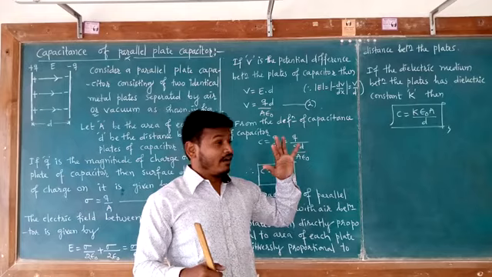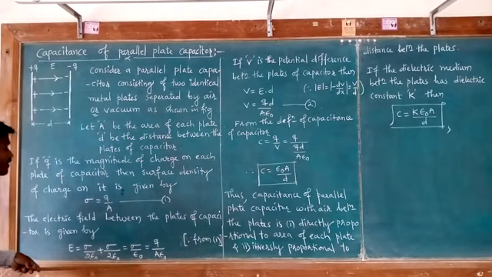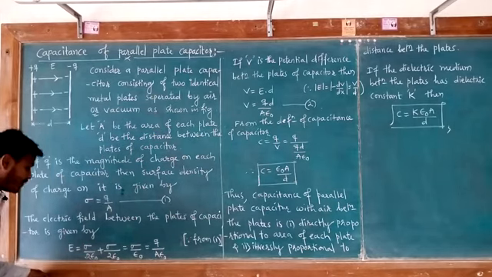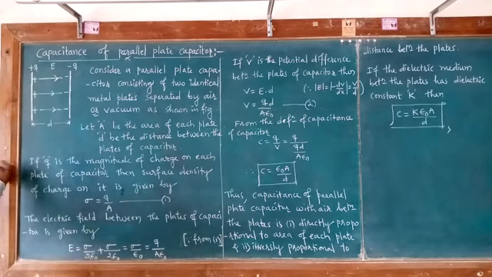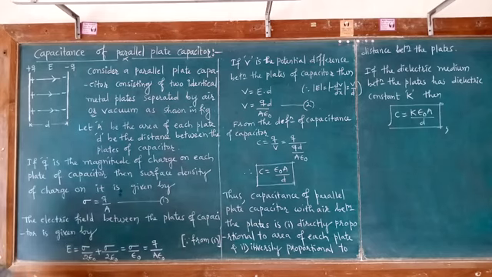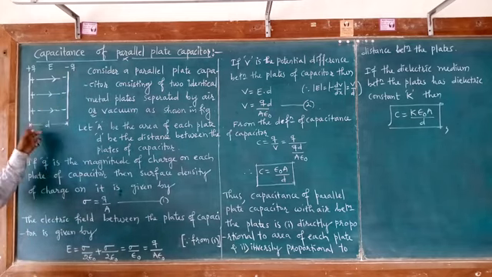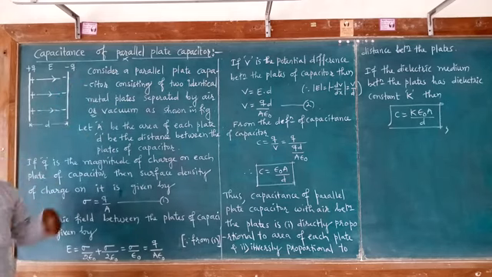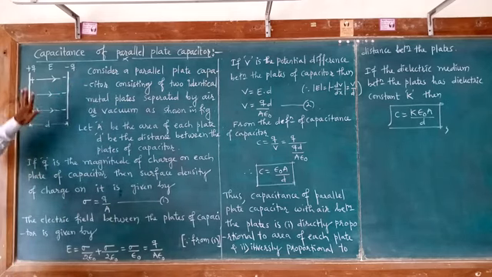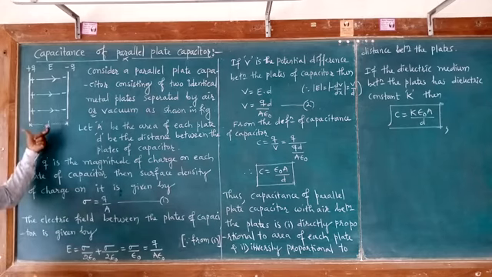Now we shall start the next concept from your syllabus, that is capacitance of a parallel plate capacitor, or the expression for capacitance of a parallel plate capacitor. The definition of capacitance of a parallel plate capacitor can be derived by making some modification. Let us consider a parallel plate capacitor consisting of two identical metal plates separated by air or vacuum, as shown in the figure.